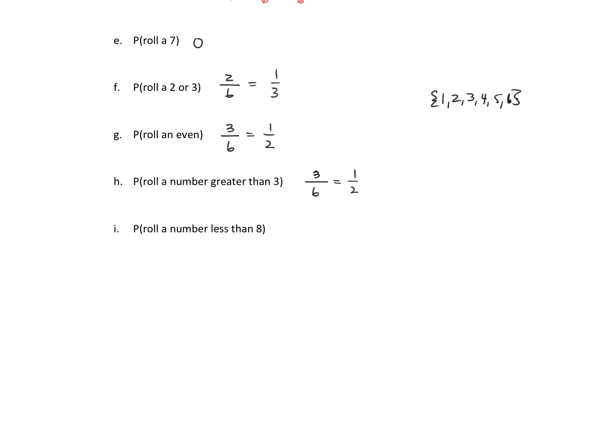All right, part I, find the probability that you roll a number less than 8. So if I look at my sample space, all of these numbers are less than 8. So that would be 6 desired outcomes out of 6 possible outcomes. So that would be a 1. So you're definitely going to roll a number less than 8.